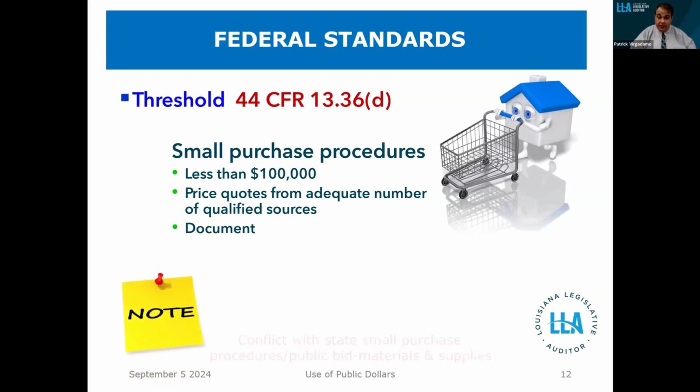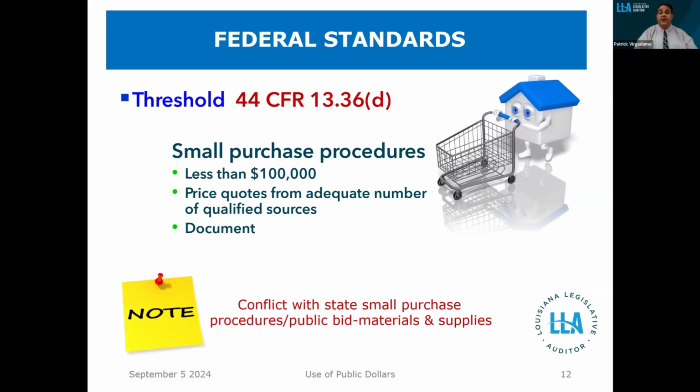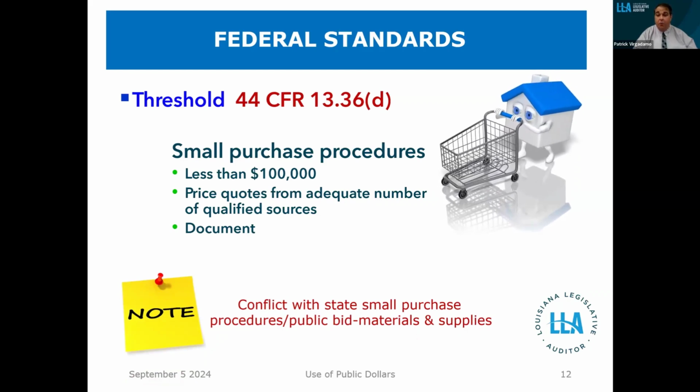It is important to note this conflicts with the state small purchase procedures and the public bid law materials and supplies requirements, because as Angela talked about in module 2, any purchases of materials and supplies that are over $30,000 but not more than $60,000 require 3 quotes. Anything over 60 requires you to bid it out.